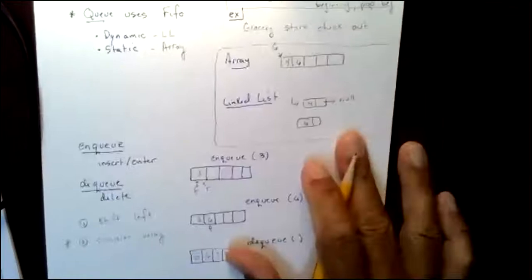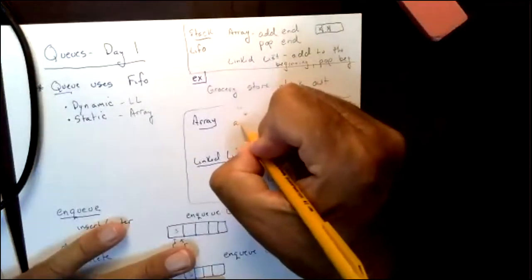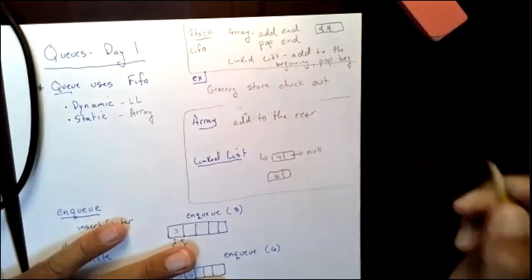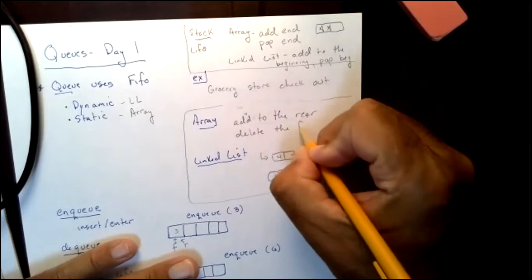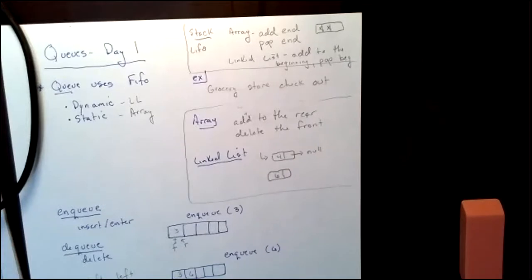So some of my notes, I'm going to come back up here and say, for an array, for FIFO, I'm going to add to the rear, delete the front. So again, when the test rolls around and you need to come up with this, you think of it as the grocery store, right? Somebody gets in line at the back, and then we're going to delete them from the front. That's how it's going to work for an array.